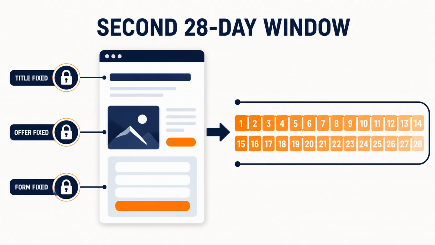After Google has recrawled the page, observe the next 28 days. Do not rewrite the title, change the offer, launch a roofing promotion, and replace the form at the same time. One interpretable intervention is more valuable than 6 simultaneous improvements.